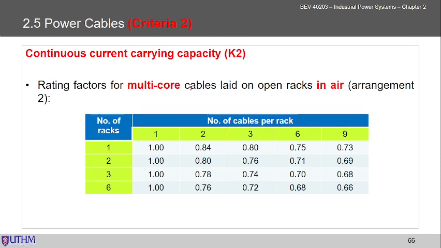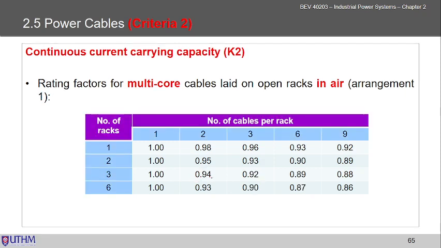And if we are still with the multi-core cables, but this time we arrange it using arrangement 2, which is touching each other, and this one still remains 1 to 9, and number of racks is 1 to 6. So for example, if we have the same 3 racks and 2 cables per rack, the K2 value is 0.78 as compared to 0.94.